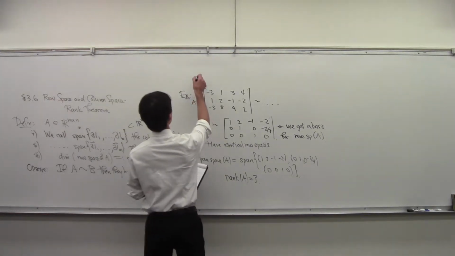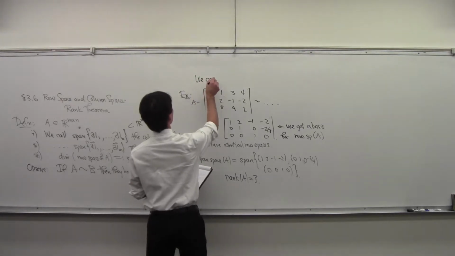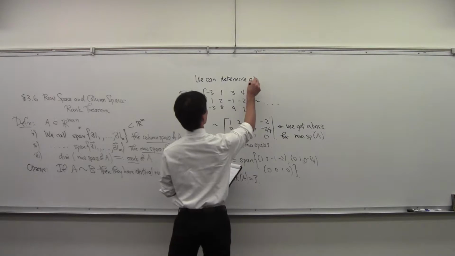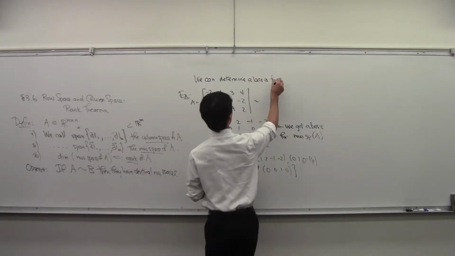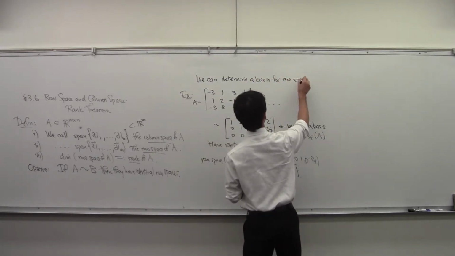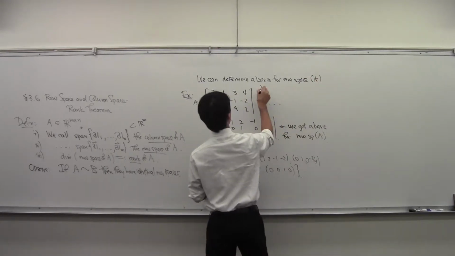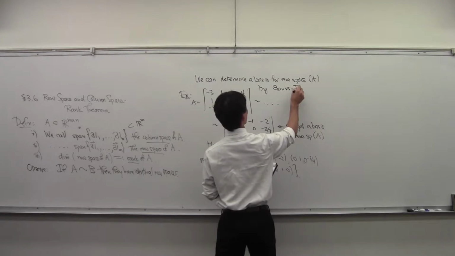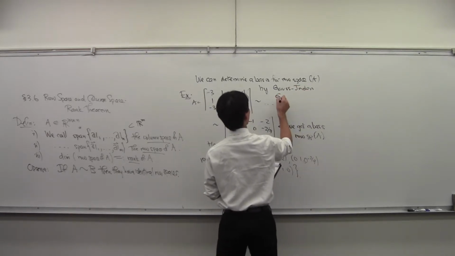So we can determine a basis for the row space of A by Gauss-Jordan reduction and Gaussian elimination.